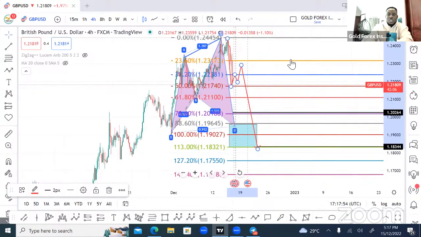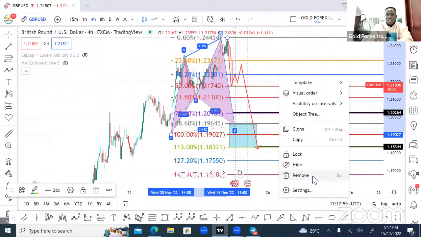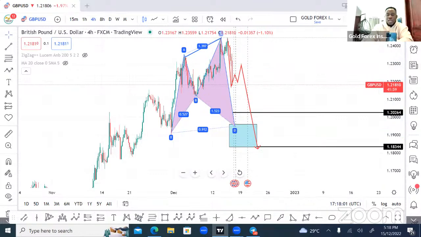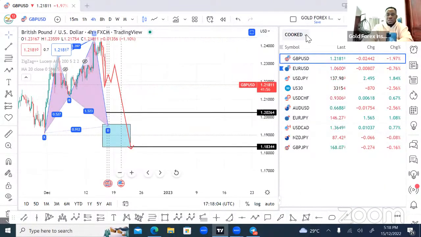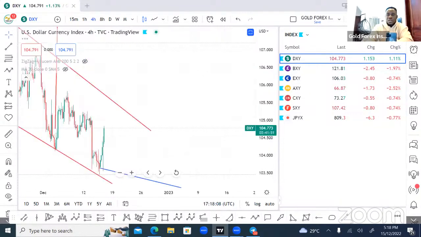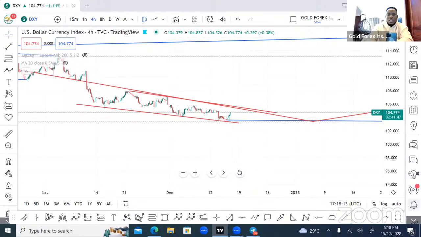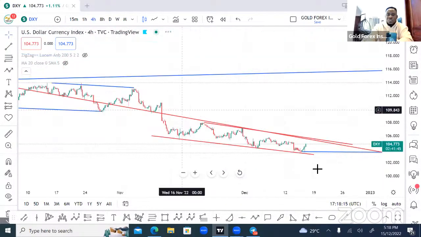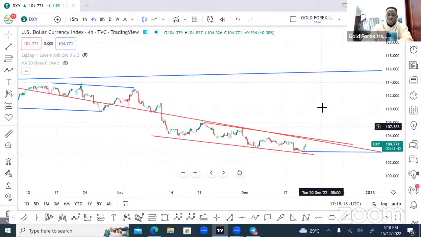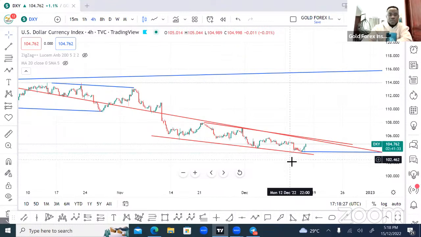Because DXY will see some buy momentum. DXY is currently at an ending diagonal. We are seeing some ending diagonal on DXY. So this ending diagonal, it's a falling trend, but it's losing momentum. So once it breaks, then we are going to see a buy move to the top. Okay, so that is why it's a downward trend, but it's losing momentum.